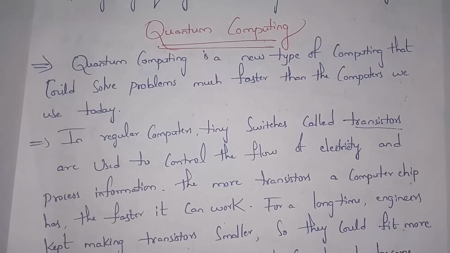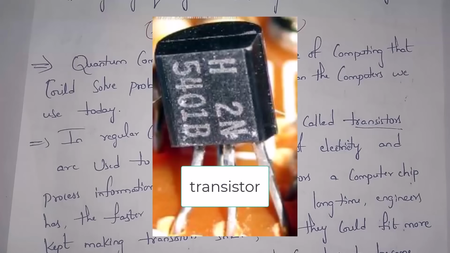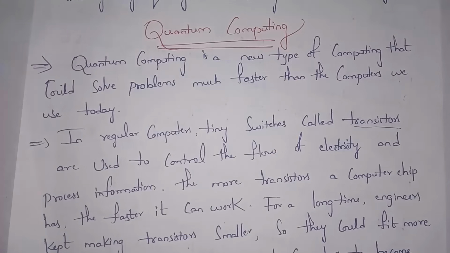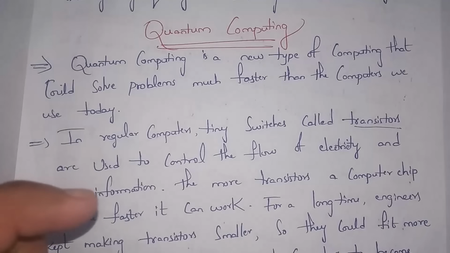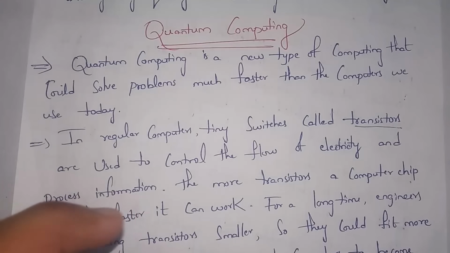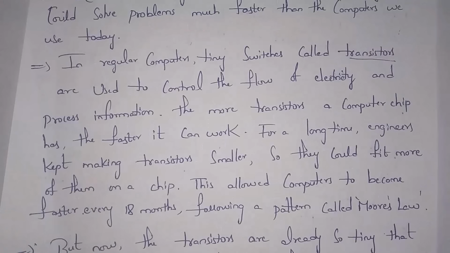Normally, in our regular computers, we'll use small tiny switches called transistors. By using these transistors, we can control the flow of electricity and also process information. Normally, transistors are present in your computer chip. So, the more transistors your computer chip contains, the faster your computer will work. If transistors are very small, then you can place more transistors on your computer chip. That is why engineers are making transistors smaller.